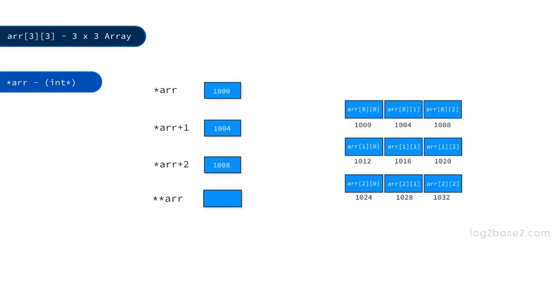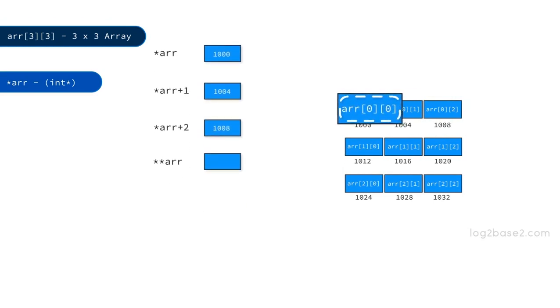Finally, **ARR will be the value of the first element. Since *ARR holds the address of the first element, **ARR will give the value stored in the first element. And if we move by one position, that is **ARR + 1, the value will be incremented by 1. And if the first array element is 10, **ARR + 1 will be 11.